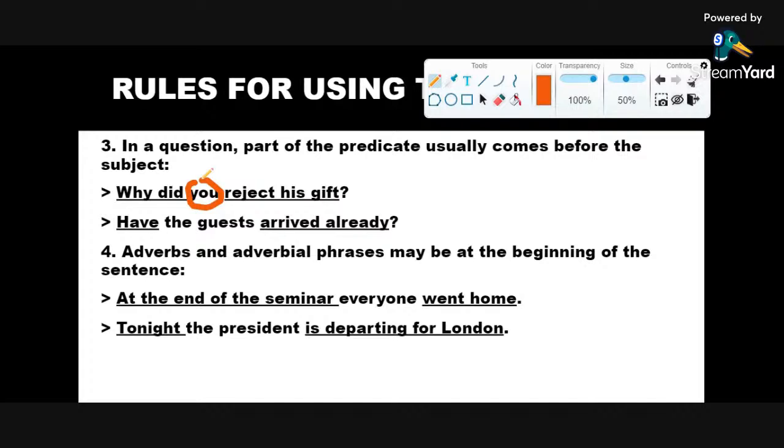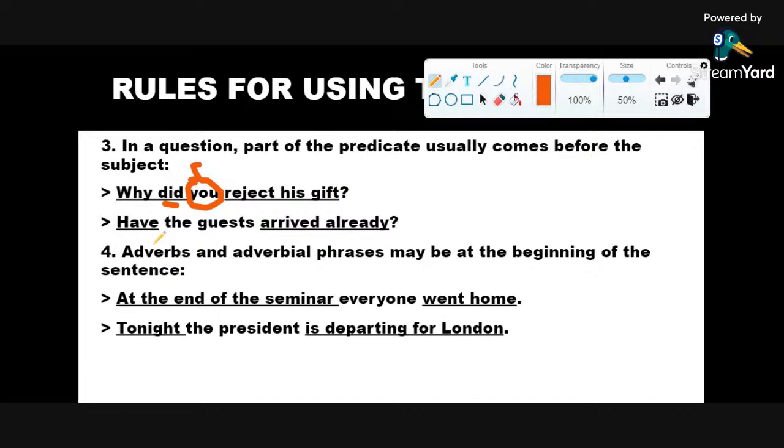You did reject his gift. Why? If you have to. But then to put it in a grammatically correct manner, because it is a question: why did you reject the gift? And then this is the subject. And this rule says that in a question, part of the predicate usually comes before the subject. So part of the predicate is why did reject his gift, and then you is the subject.